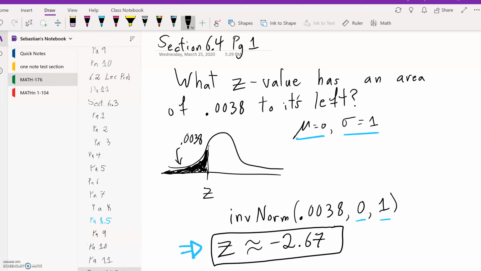Quick thing here before I end this video. In order to find a random variable value associated with area of the normal distribution, you must use the invNorm command. I will say that one more time. In order to find a random variable value associated with area of the normal distribution, you will be using the invNorm command.